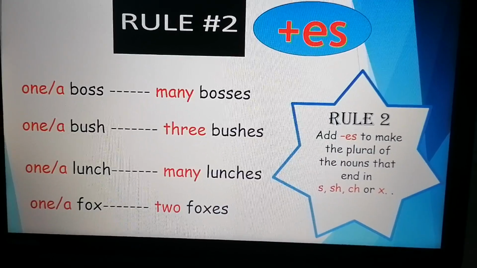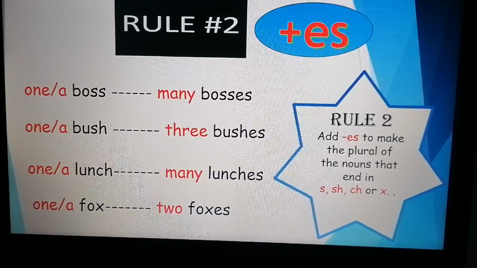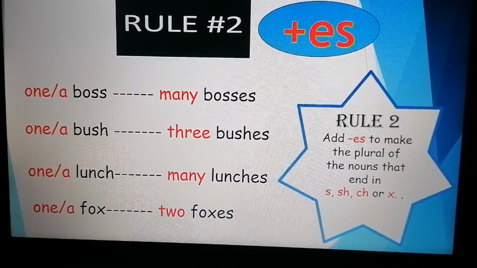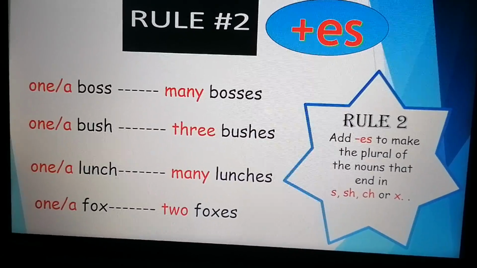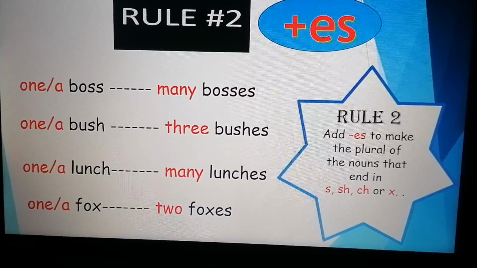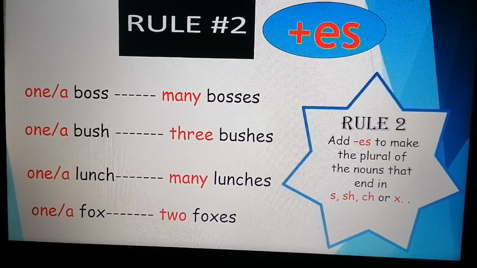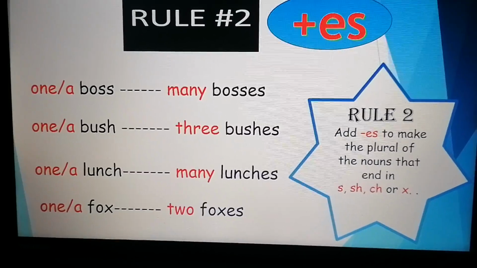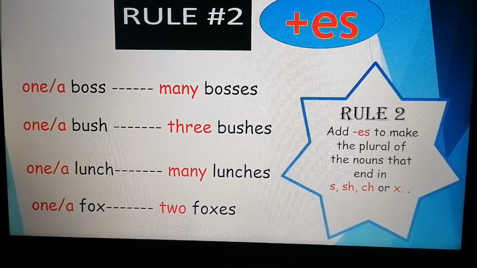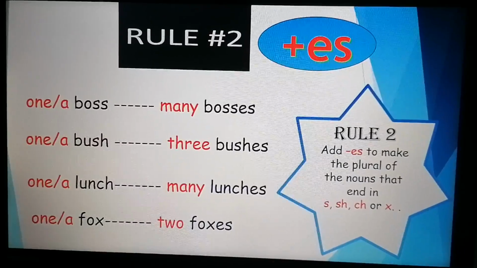sh, ch, or x. Okay, like bus, it ends with ss, so I add only es. Bush ends with sh, so I add an es at the end. Lunch ends with ch, so I add es. And fox ends with x, so I add es according to rule number 2.